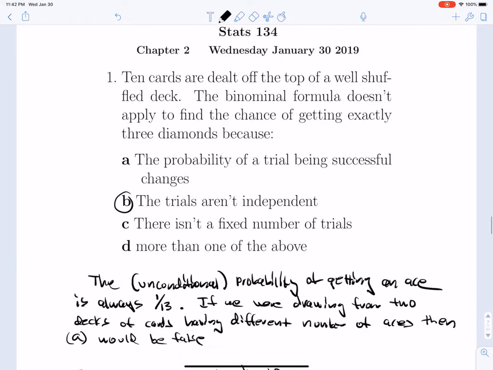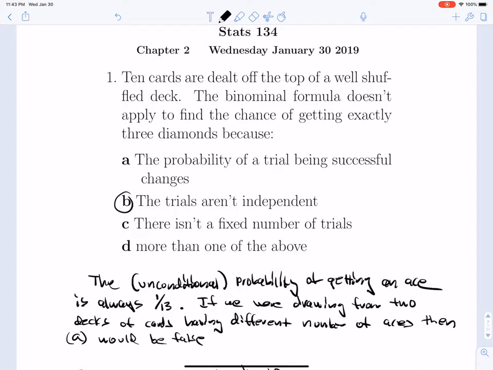So then we did a concept test. 10 cards are dealt off the top of a well-shuffled deck. The binomial formula doesn't apply to find the chance of getting exactly 3 diamonds because A, the probability of a trial being successful changes, B, the trials aren't independent, C, there isn't a fixed number of trials, D, more than one of the above. Many of you said more than one of the above, but the truth of the matter is that the probability of a trial being successful always is the same.